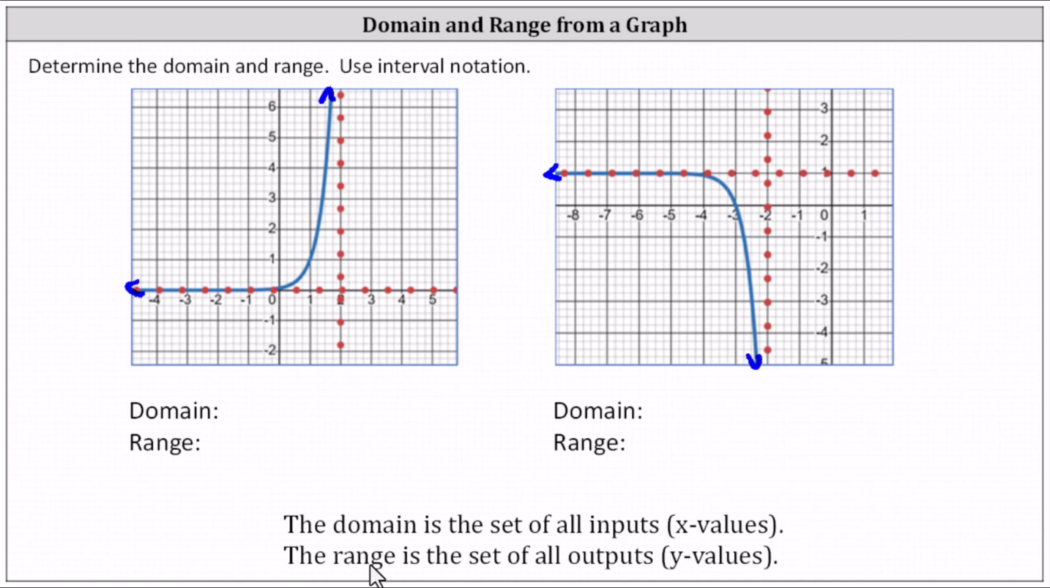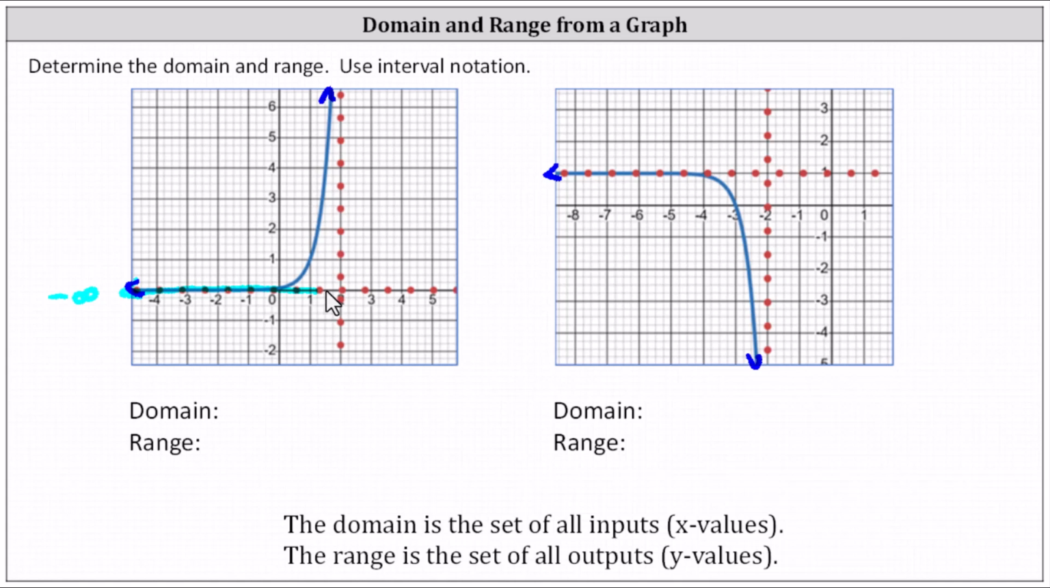Starting with the first graph, let's determine the domain. Analyzing the graph from left to right, notice the graph continues to the left indefinitely without any holes or breaks, which indicates x approaches negative infinity. The graph continues to the right until it approaches the vertical asymptote of x equals 2.